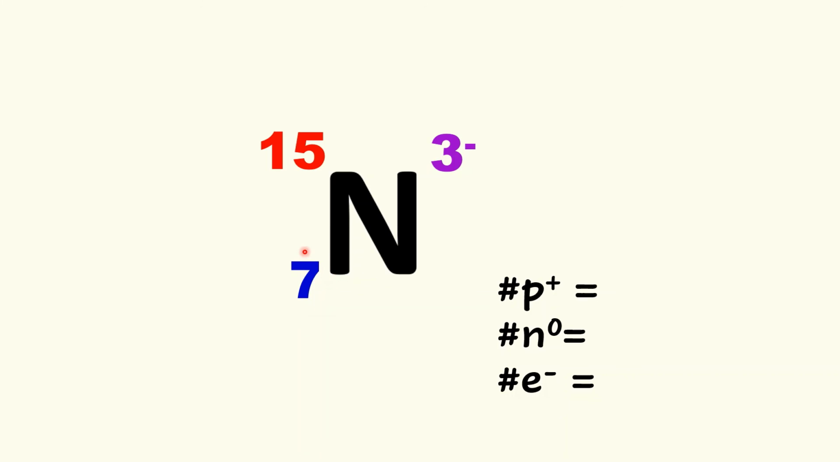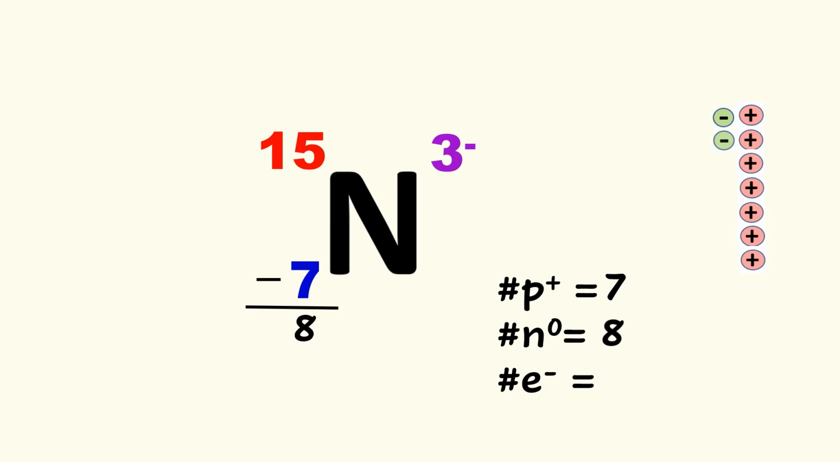Remember, the number on the bottom is the atomic number, which is the number of protons. Remember, the mass number is the protons plus the neutrons. The atomic number is just the protons. So to find the number of neutrons, we need to subtract those two numbers, and we get 8. Now we know we have 7 protons. And to be neutral, we would need an equal number of electrons.